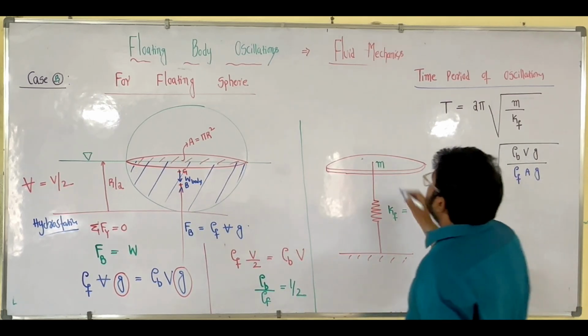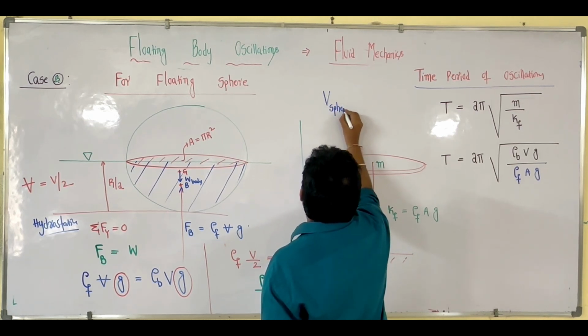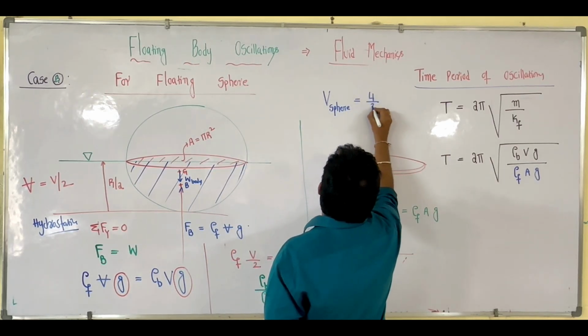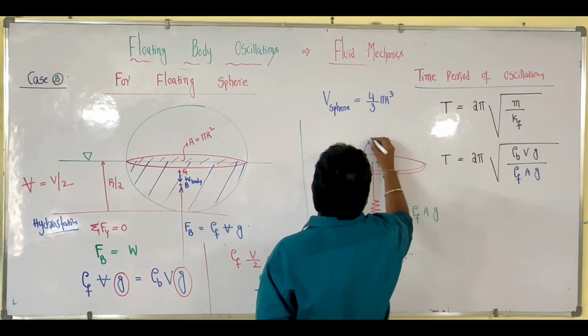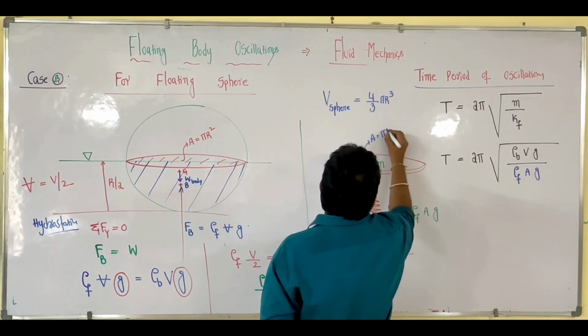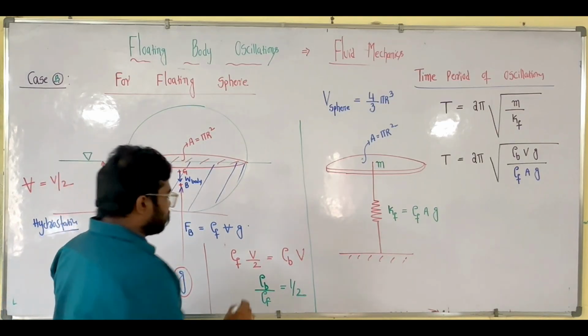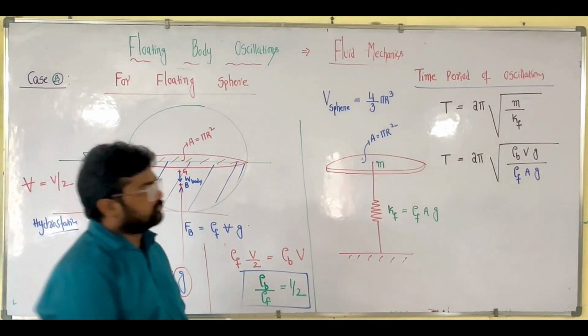What is the volume of the body? The volume of the body is nothing but the volume of the sphere, with radius R: 4 by 3 pi r cube. What is the area of the projected portion? Pi r square. Density of the body by density of the fluid equals 1 by 2.